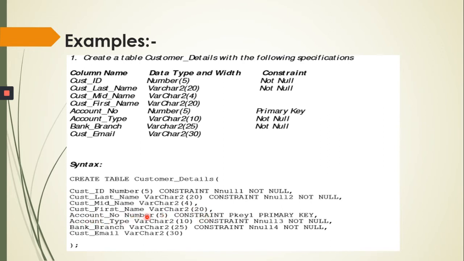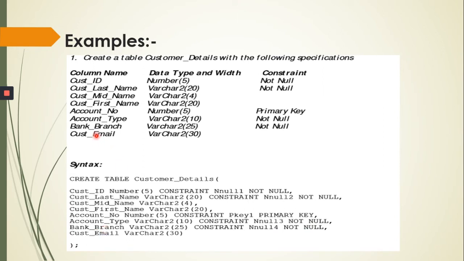Account number, number 5, constraint. Now the constraint is primary key, so we are giving the name p key 1, primary key. So we can identify it, it is only for user identification, so we can easily find this. Now account type varchar2 10, constraint not null 3. Here I am giving not null 1, not null 2, not null 3.